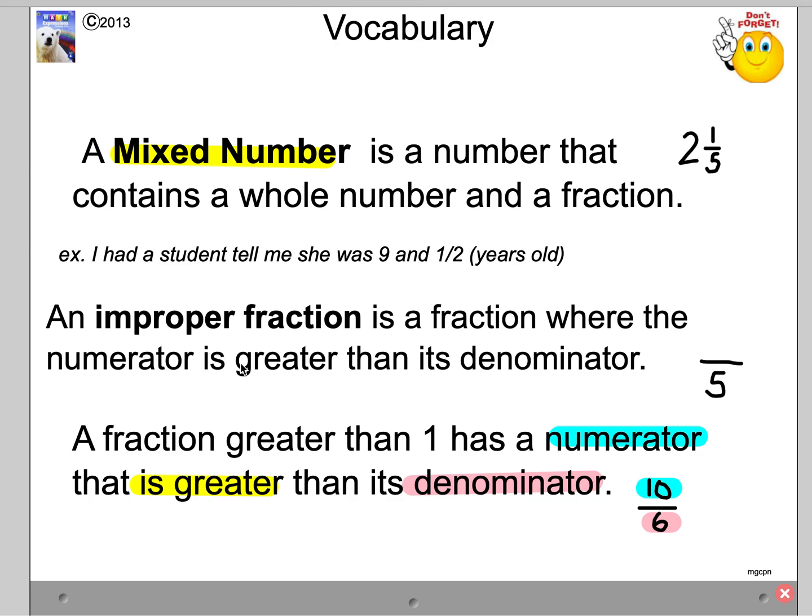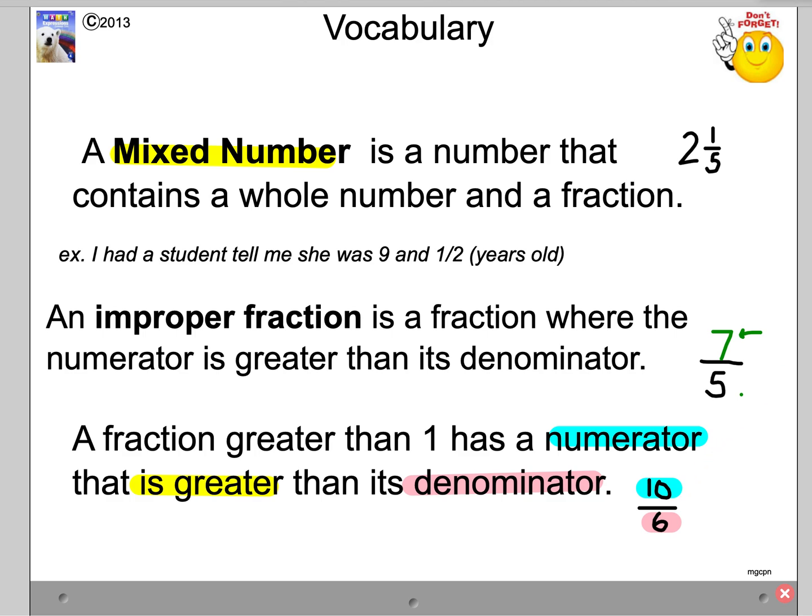An improper fraction is a fraction where the numerator is actually greater than its denominator. So like 7/5. The 7 is greater than the 5, so that's called an improper fraction. And again, a fraction that's greater than 1 has a numerator, or the number at top of a fraction, that is greater than its denominator, like 10/6.